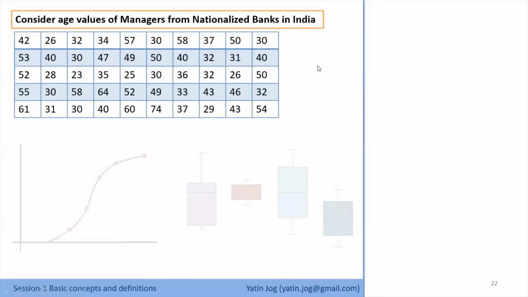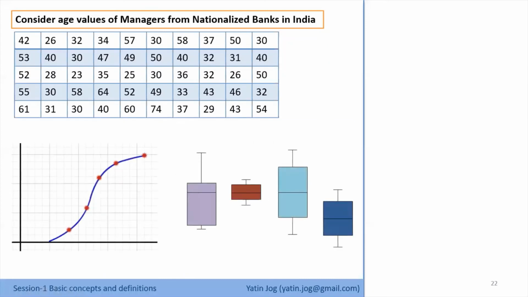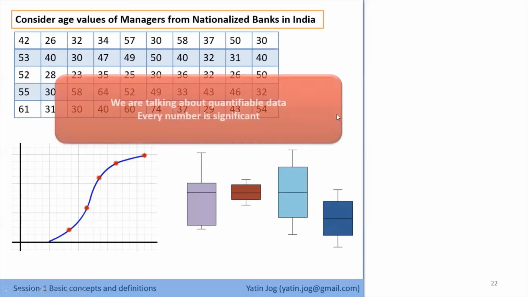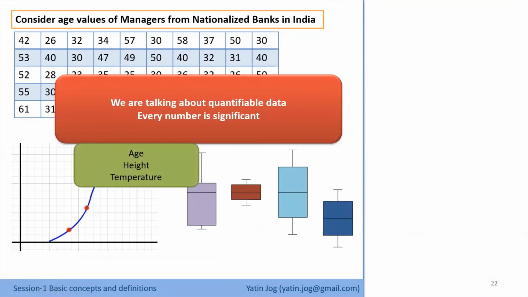So what I can do is draw a histogram, and I can draw an ogive curve. This is called an ogive curve. We are going to see how to draw the ogive curve using Excel also. Box plots and different data visualization methods are available for quantitative data. So this is when we are talking about quantifiable data. Every number is significant, like age, height, temperature.